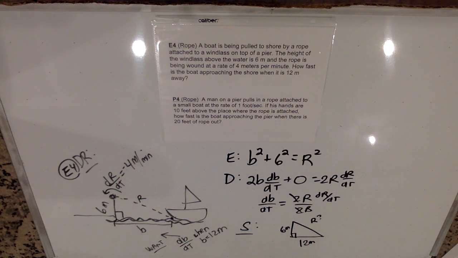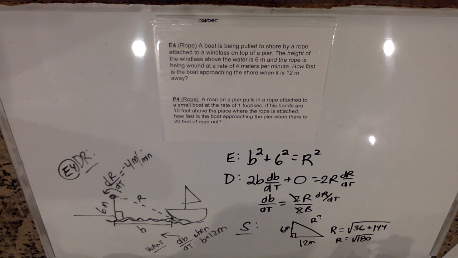So we're going to have to use the Pythagorean Theorem. This is not a convenient Pythagorean triple. So I'm going to get that r is the square root of 6 squared, which is 36, plus 12 squared, which is 144. Right? So I get that my r is the square root of 180.